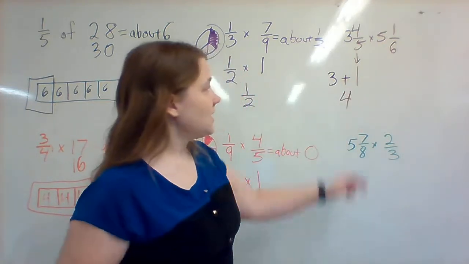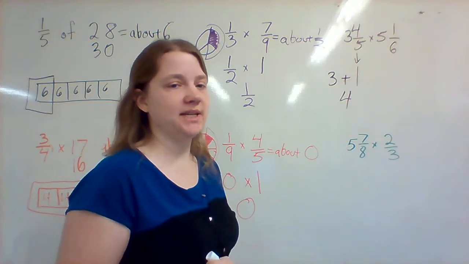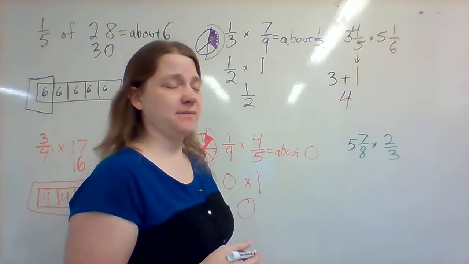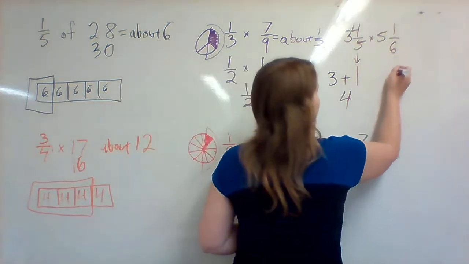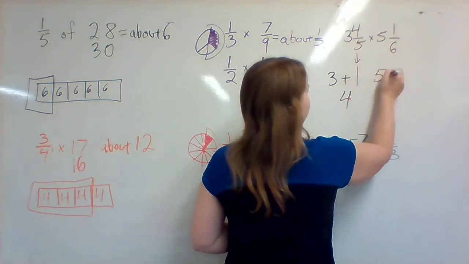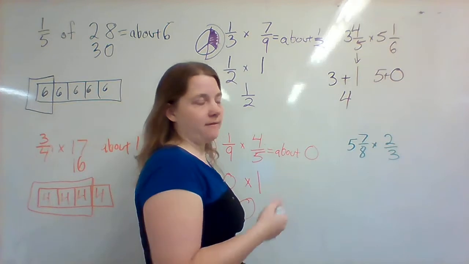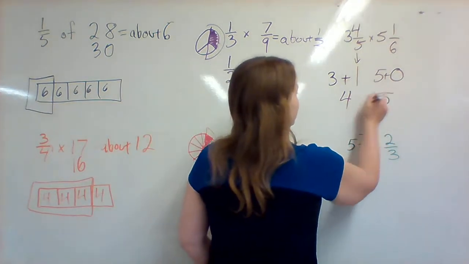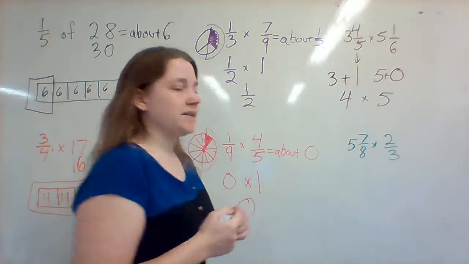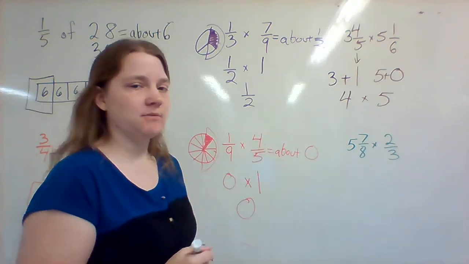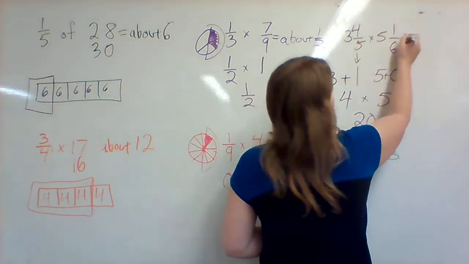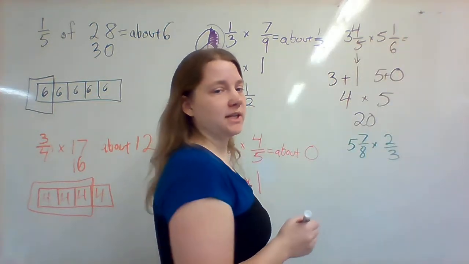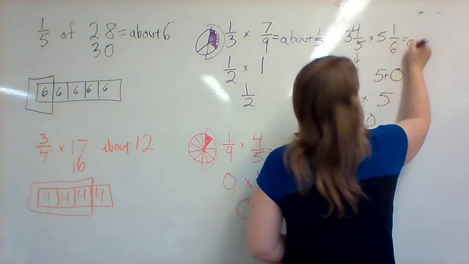Great. Now I have 5 and 1/6. Well, 1/6 is really not that big at all. So that's going to be 0. Pull down the 5. I have 5 plus 0. 5 plus 0 is just 5. So my new estimated problem is going to be 4 times 5. 4 times 5 is 20. So 3 and 4/5 times 5 and 1/6 is going to be about 20.